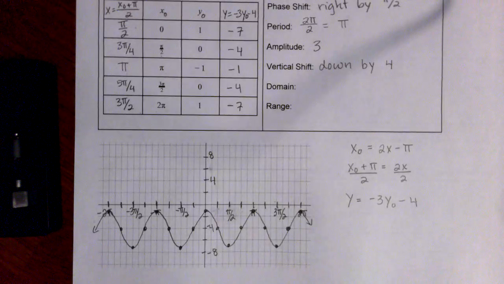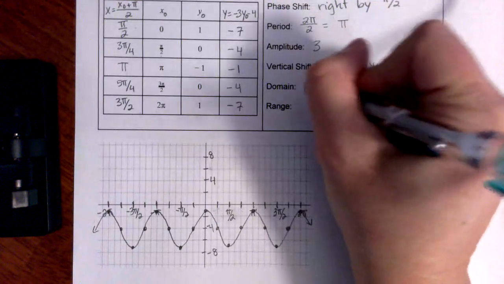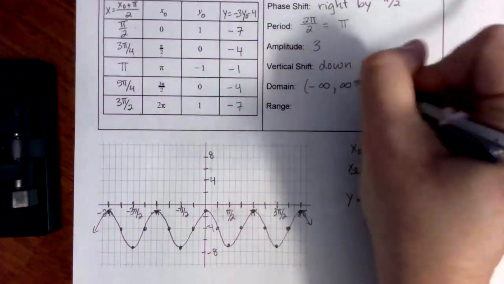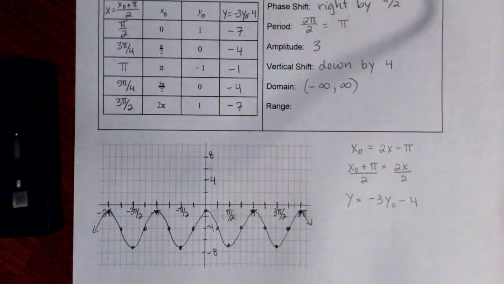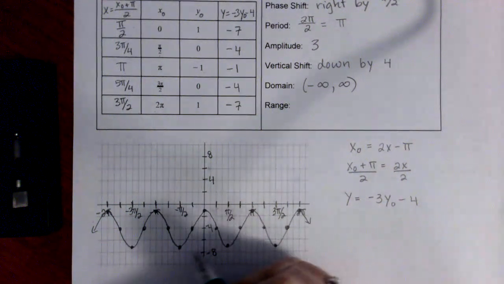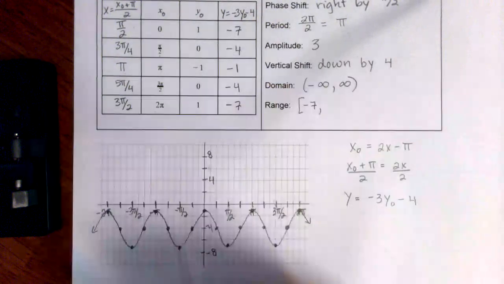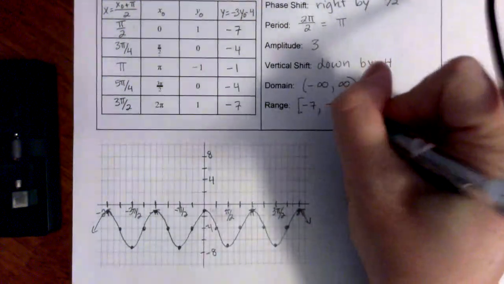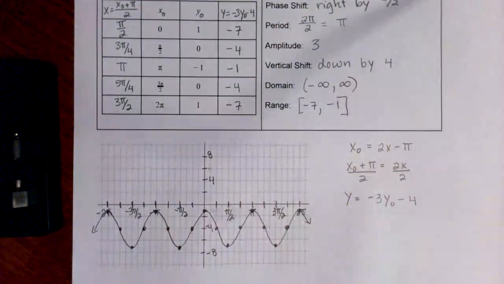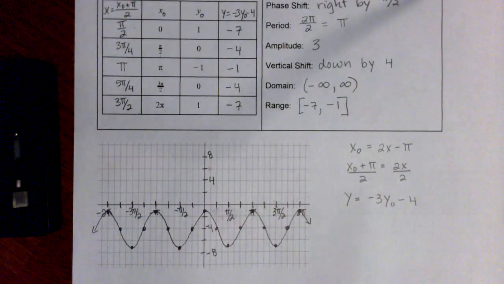Now I can fill in my information about my domain and my range. So my domain, I can see that this is all real numbers, so -infinity to infinity in interval notation. In my range, I can see that my smallest value is -7 and my highest value is -1. And those values are included, so I have brackets on either end.